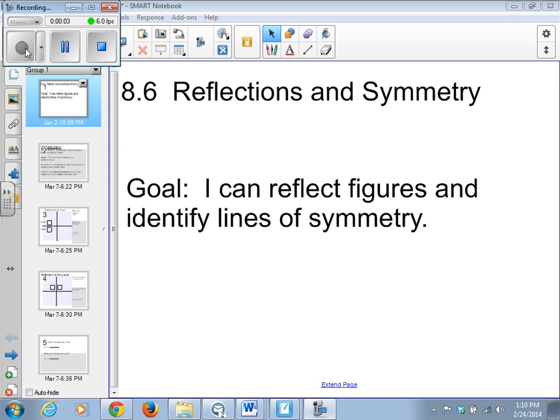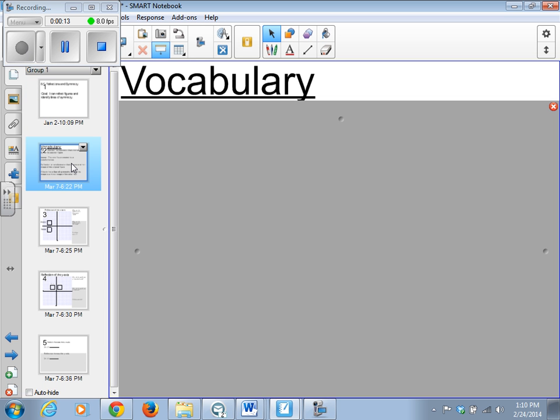Alright, so in today's video we're going to be moving on with our geometry section. So we're going to be talking about reflections and symmetry. So just to start, we're going to start with some early vocab.